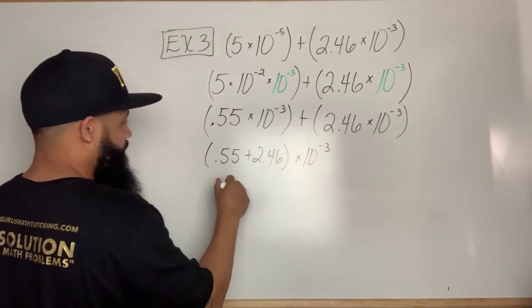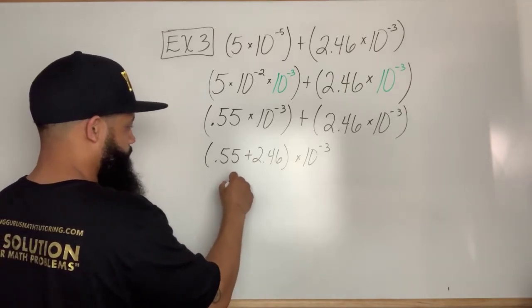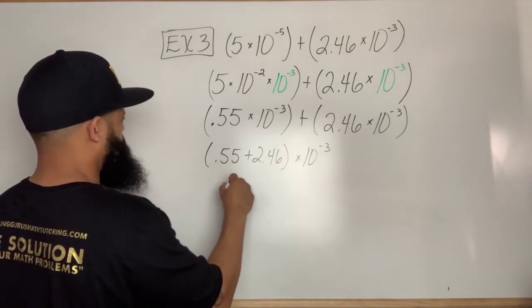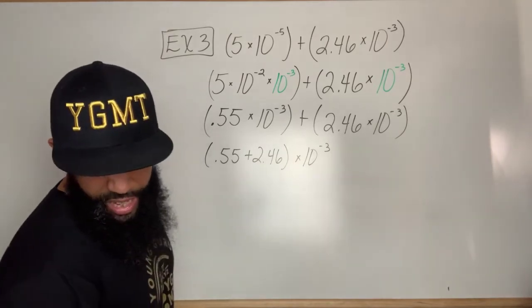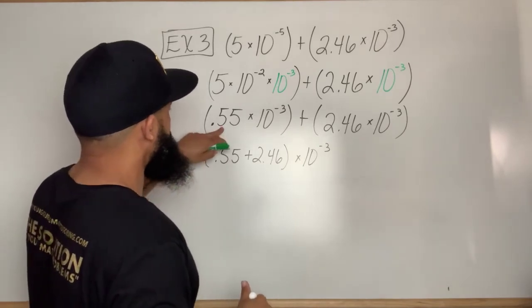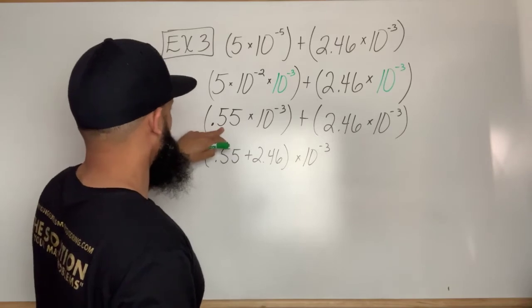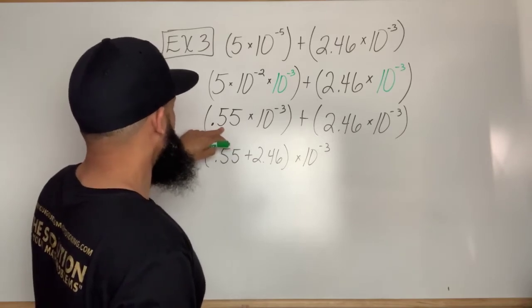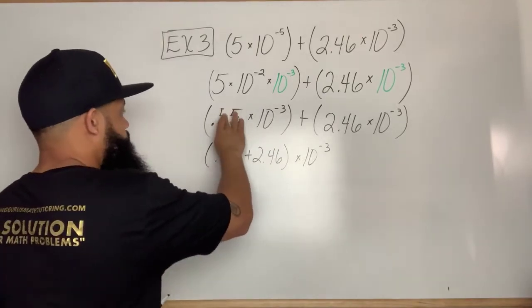Alright, so if I add these together, I'll get, what is it? 2.5, it looks like I added a number wrong. Something is wrong. You know what? I know what I did wrong. This should be a 0.